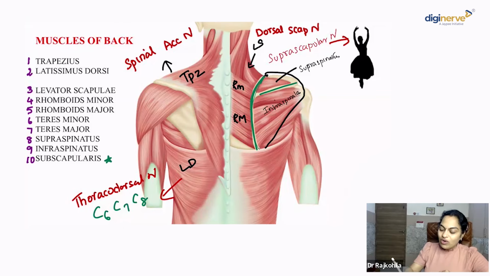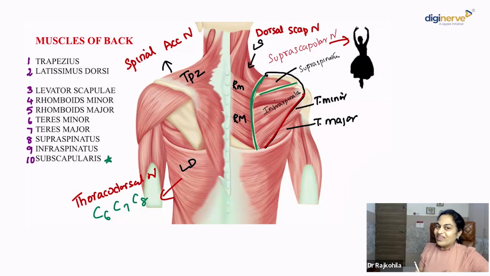Okay, coming to the lateral border of the scapula, there are two muscles that you see here. The one at the top is the teres minor, and this one is the teres major. Any idea what is the nerve that innervates teres minor? Yes, it's the axillary nerve, right? One another muscle innervated by the axillary nerve, anyone? The deltoid. So the axillary nerve coming from the posterior cord innervates teres minor and deltoid.